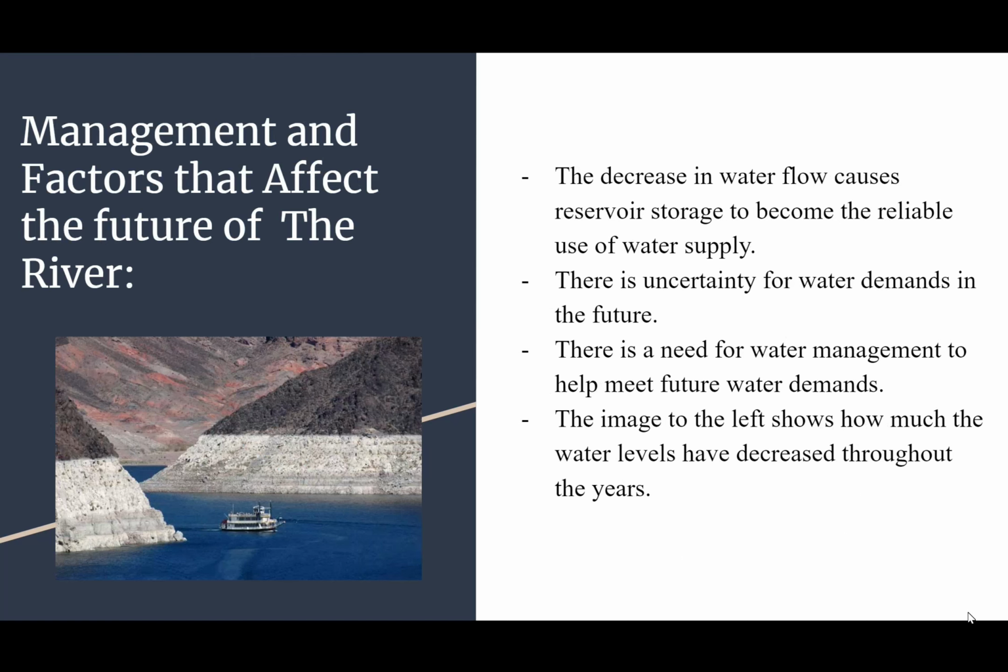The reduction in the flow of water in the Colorado River causes the reliability of the water supply to become very dependent on reservoir storage. This causes people to worry about what it will be like in the future if this reduction continues. There is also evidence that groundwater has been decreasing in the Colorado River basin, just like the water flow in the Colorado River is. Both of these decreases will affect things and cause the water demands to be uncertain in the future. There's a huge need for water management under the conditions of the drought to help meet the future water demands.